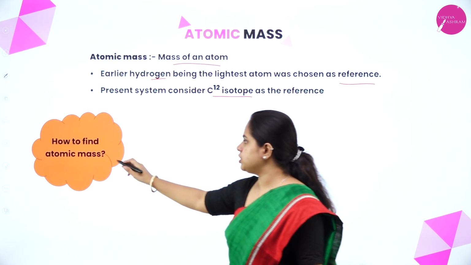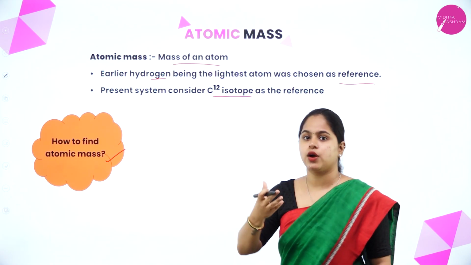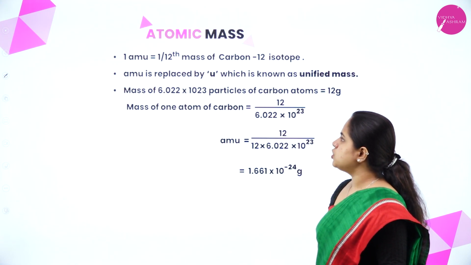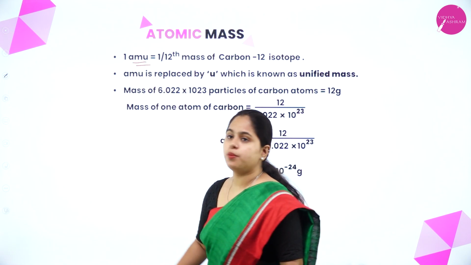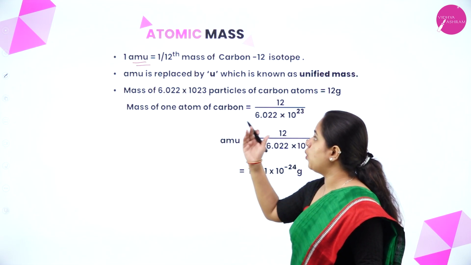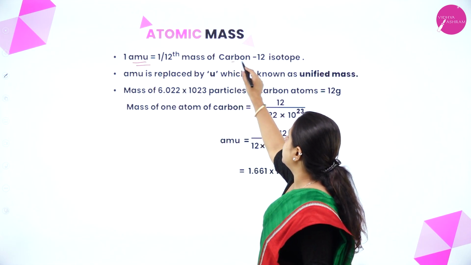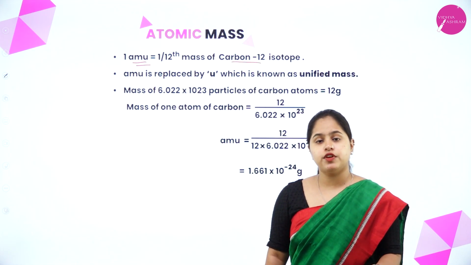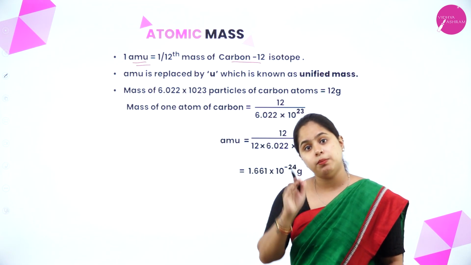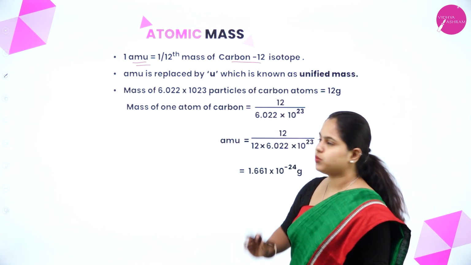So now the question arises, how to find the atomic mass? How do you calculate it? We know that the reference that we are going to use here is carbon-12 isotope. The unit used to measure atomic mass is atomic mass unit. It is defined that one atomic mass unit is 1/12th the mass of carbon-12 isotope. So the reference we took here is carbon-12 isotope, and your one atomic mass unit is 1/12th of your carbon-12 isotope.